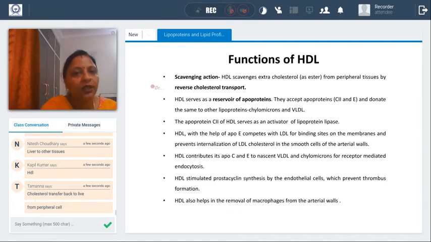These are the main functions: scavenging action or reverse cholesterol transport, reservoir of apoproteins, then contribution in the metabolism of chylomicrons and VLDL, then stimulating prostacyclin synthesis by the endothelial cells, which prevents thrombus formation, and HDL also helps in the removal of macrophages from the arterial walls.